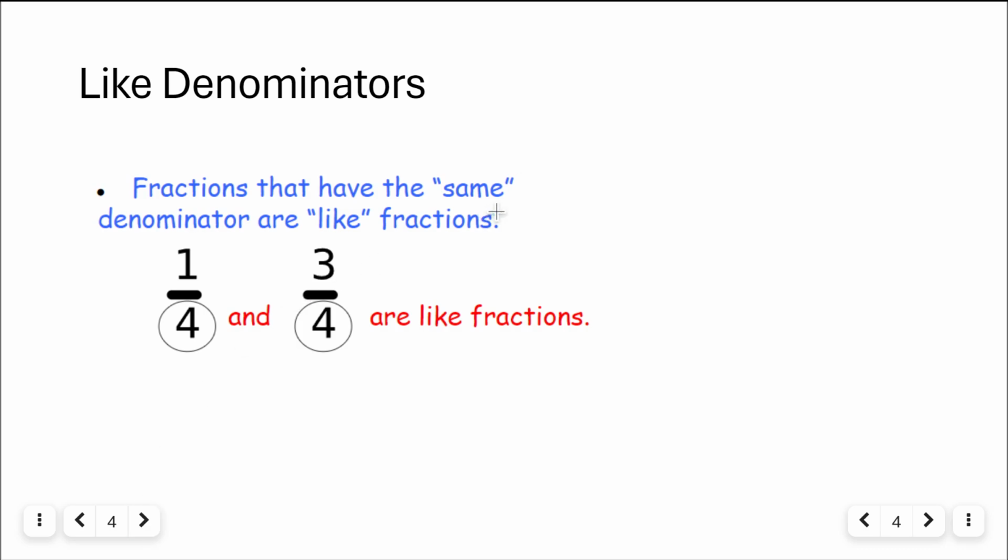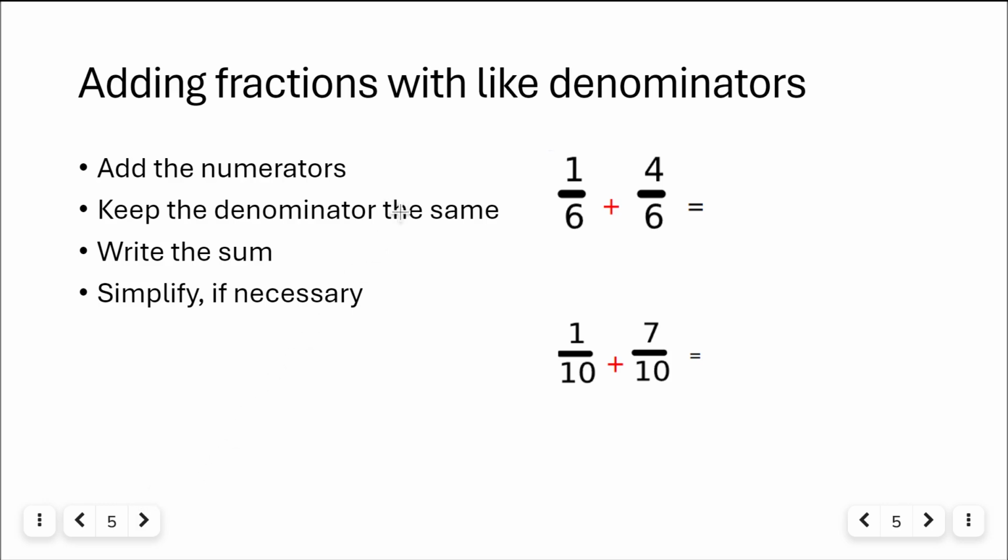First of all, let's talk about like denominators. Fractions that have the same denominator are like fractions. These fractions are like 1/4 and 3/4 because they both have a 4 as the denominator. These are the easiest types of fractions to add and subtract. To add fractions with like denominators, all you do is keep the denominator the same and then just add or subtract the numerators. So if I have 1/6 plus 4/6, that leaves me with a denominator of 6, and 1 plus 4 is 5. My answer is 5/6. It's already in lowest terms, so that's my answer.